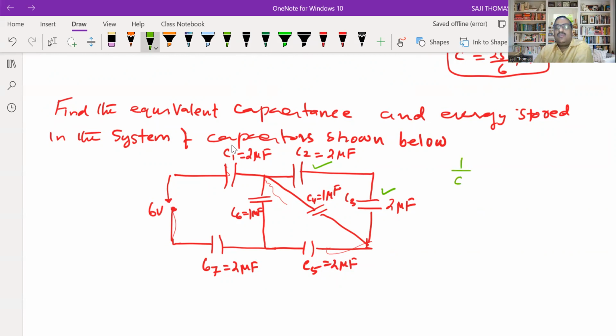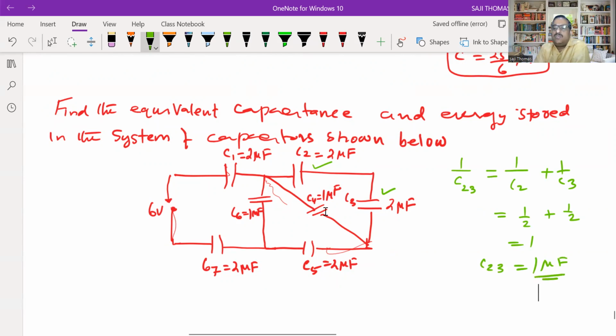Writing the equivalent of C2 and C3 as C23, what is the formula? 1 by C2 plus 1 by C3. Both are 1 by 2, 2 microfarad, so it will be 1. So C23 will be 1 microfarad. So now we found the series combination of C2 and C3.